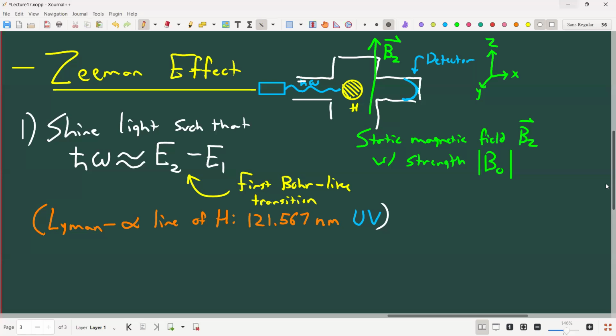So I digress. What I want to do is shine light at this, and then I'm going to turn my magnetic field on and off. I'm going to vary the field strength.